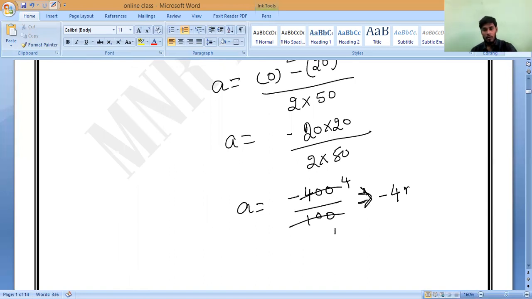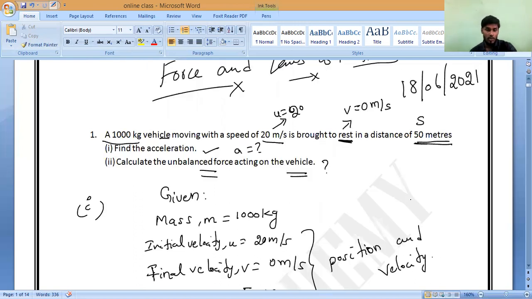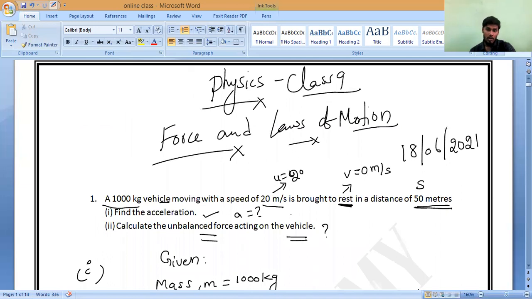So minus 4 meter per second square. Now you have calculated acceleration. Acceleration equals how much you have got? Equals minus 4 meter per second square. Now what they are asking you, check it.